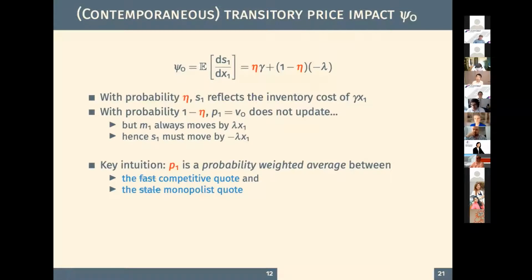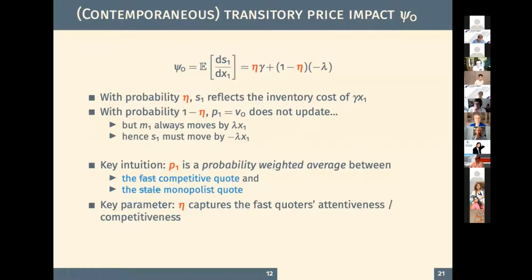Imagine you are the monopolist, the fast guy, right? What happens is you don't have incentive to drive the price all the way to the efficient one. You want to still make use of the bad price, the stale price, so that you can still profit from it. Only if there's another fast guy competing with you will you then drive the price to the competitive new price. Okay, so the key parameter eta here captures the fast quoters' attentiveness when they can update the quote, or the competitiveness. So how competitively they are updating the prices.